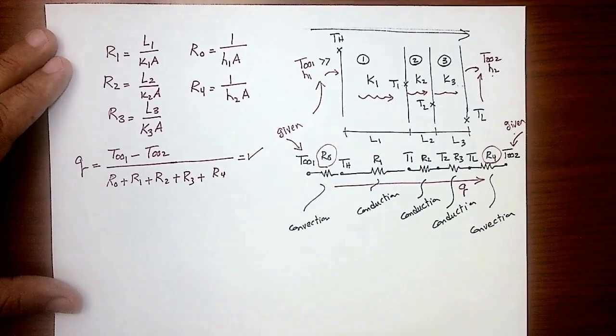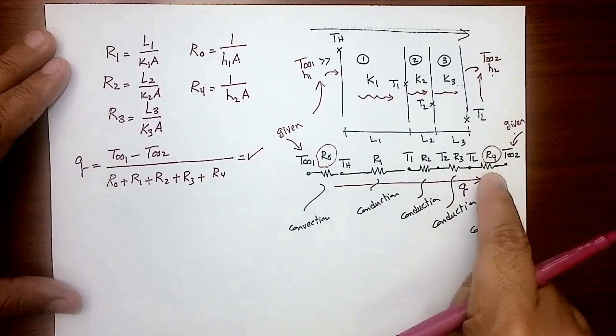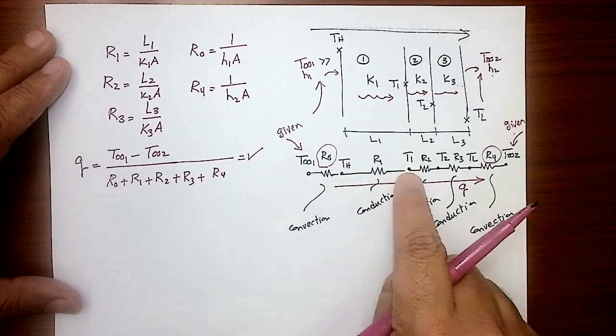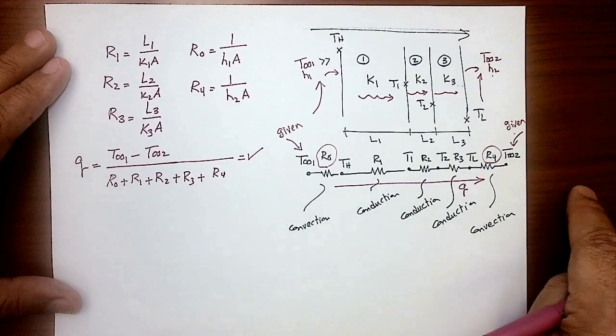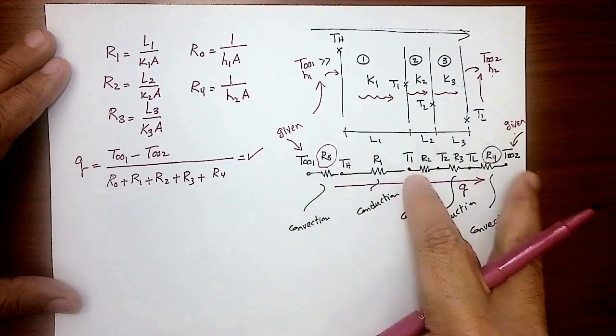Now, let's assume I want to ask you to get the interface temperatures. Can you get me TH? Can you get me T1? Can you get me T2 and TL? Yes, I can. I know all the resistances, I know the Q, and I know the two terminal temperatures.